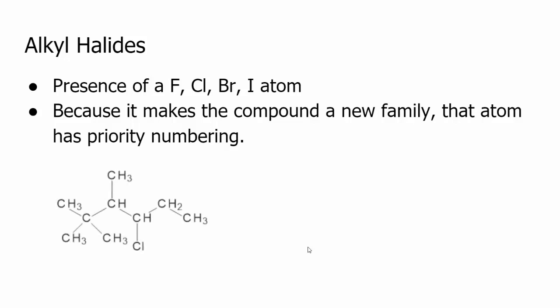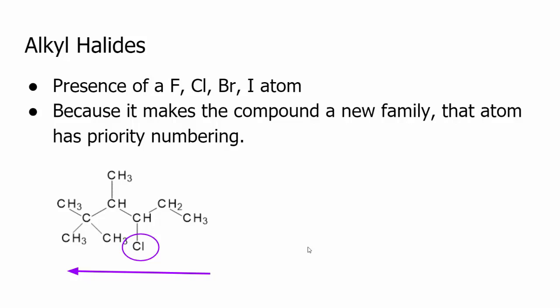gets priority numbering. So if I look at this structure here, and your eyes have already, or your brain has already been trained to look for where the most stuff is, you would look at that and you would say that the most stuff is down on the left end, so you would want to start the numbering on the left. But that chlorine group, which is more or less in the middle, but just a little bit closer to the right end, that changes everything. So that has to have priority numbering.